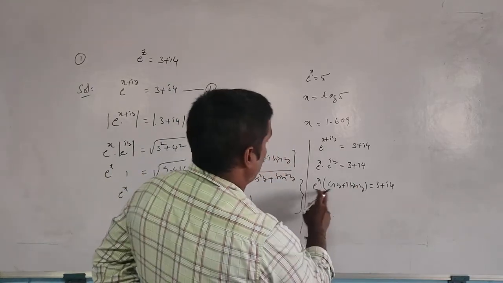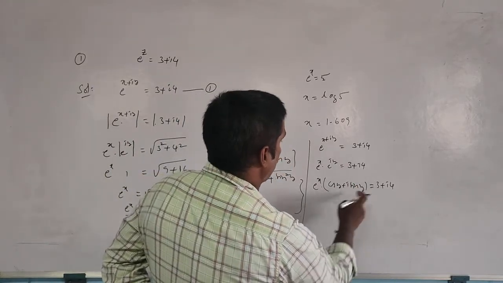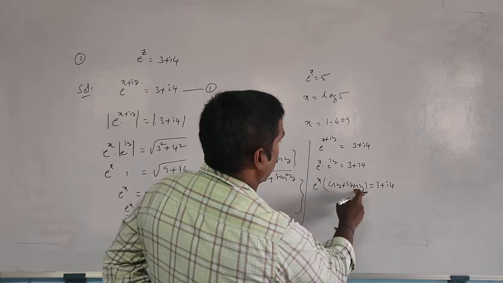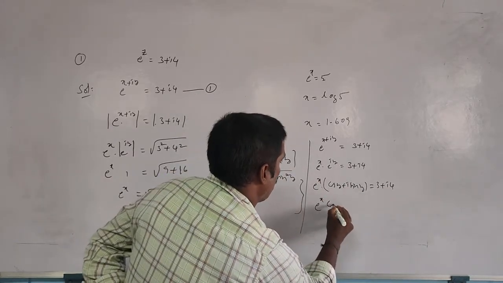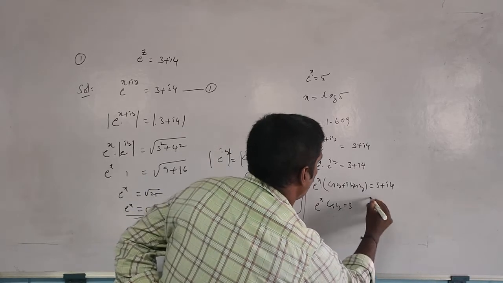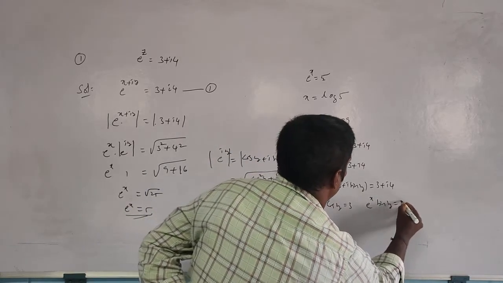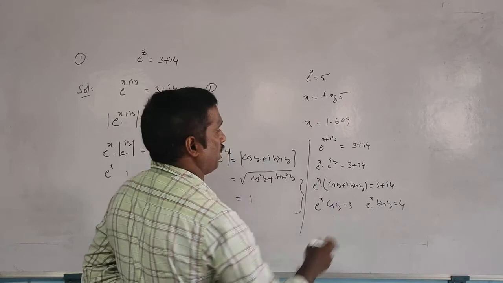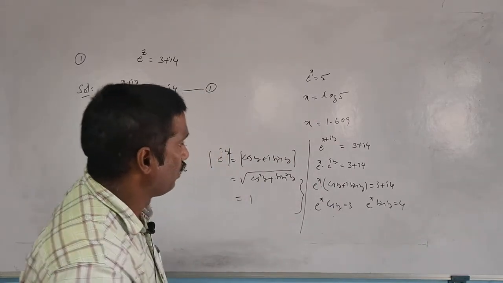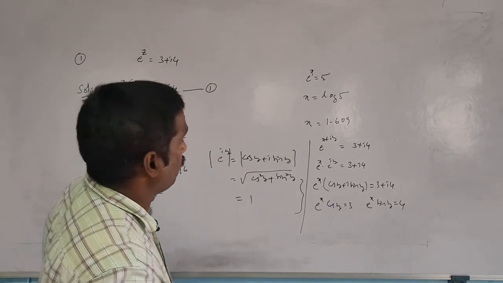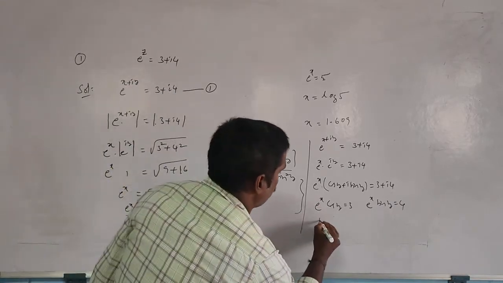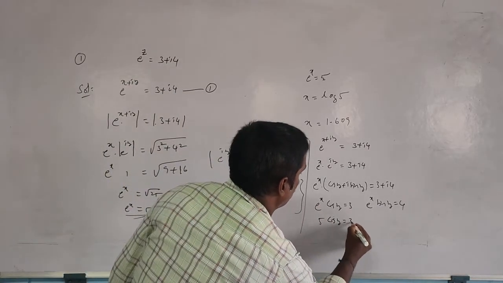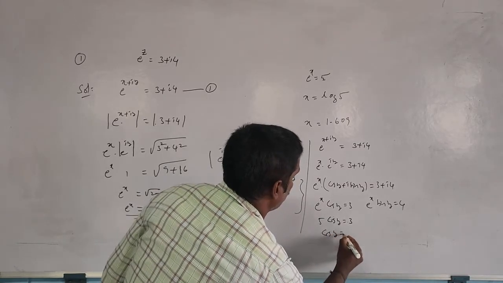So e^x into cos y has value 3, that is the real part. e^x into i sin y is the imaginary part. So e^x cos y equals 3, e^x sin y equals 4. So real part and imaginary part. Now we have to calculate the y value. Substituting e^x value 5, 5 into cos y equals 3. Cos y equals 3 by 5.